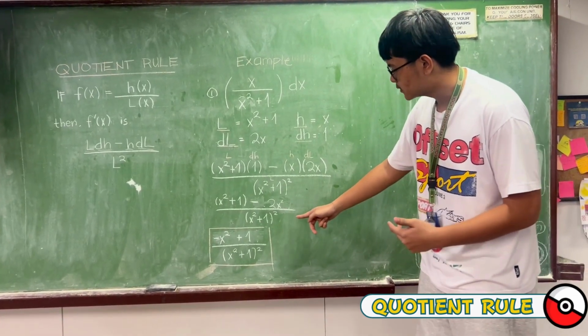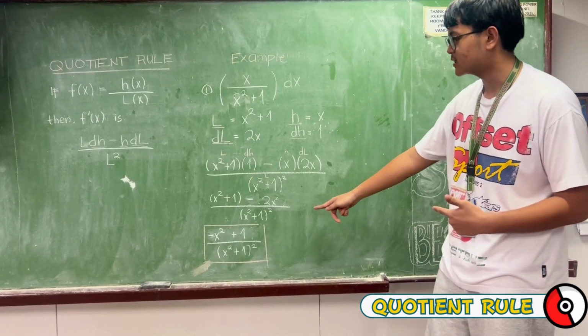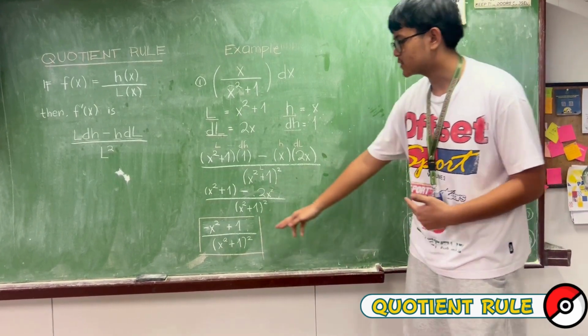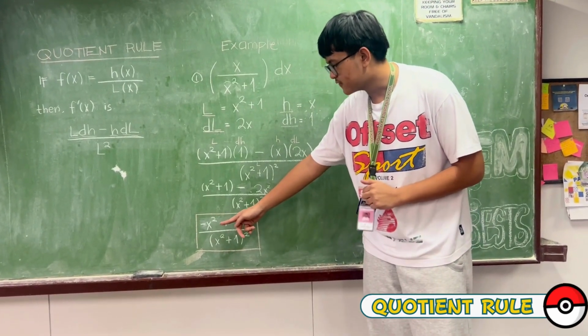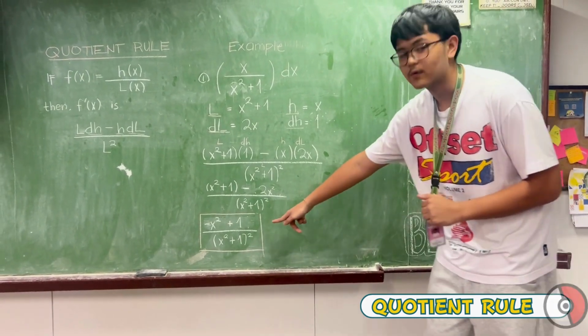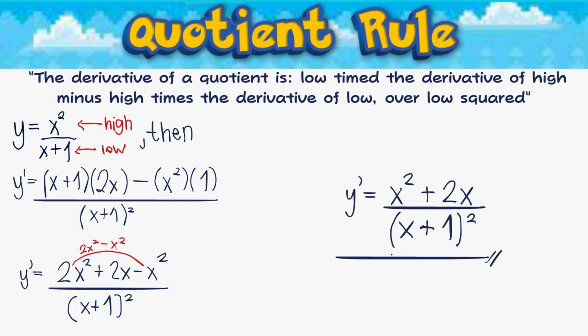Next we're gonna do the other following operations. X squared plus 1 minus 2x squared is equal to negative x squared plus 1 all over (x squared plus 1) quantity squared. In quotient rule, the derivative of a quotient is low times the derivative of high minus high times the derivative of low over low squared.